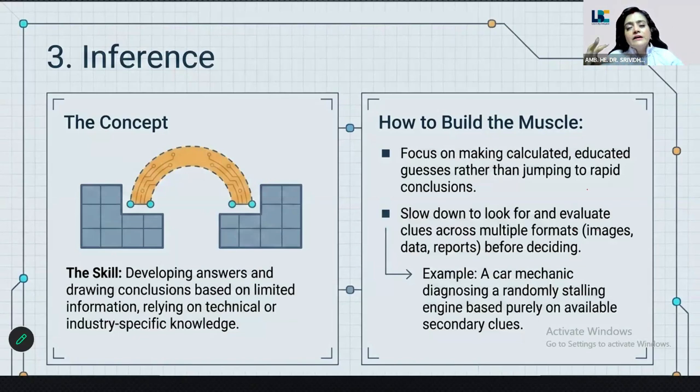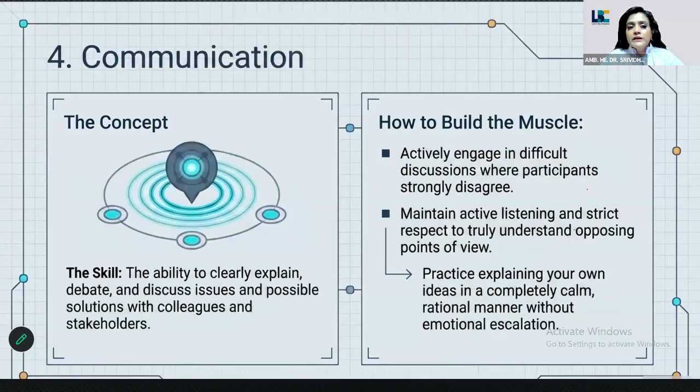Just make it more creative in the way that you give it to the child, so that you bring in interest. For example, a car mechanic diagnosing a randomly stalling engine based purely on the available secondary clues. Give them more situations like that so that they will be able to develop this kind of skill.